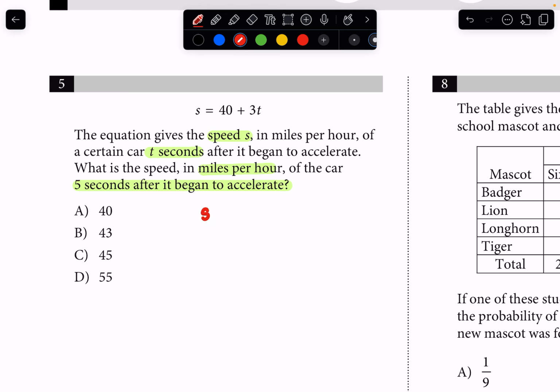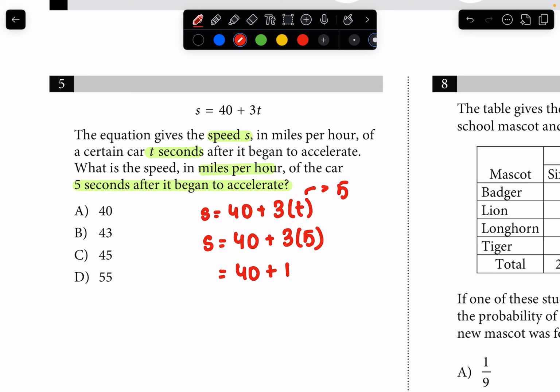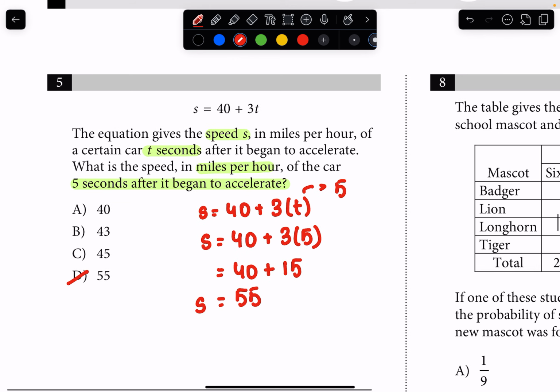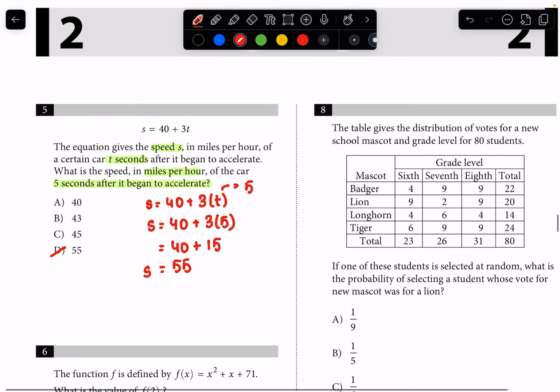So over here we know that s is equal to 40 plus 3 times t. Over here t is given to us as 5. So we can say s is equal to 40 plus 3 times 5. 3 times 5 is 15. 40 plus 15 is going to be 55. We can say that s is equal to 55, or that is the solution of the equation.